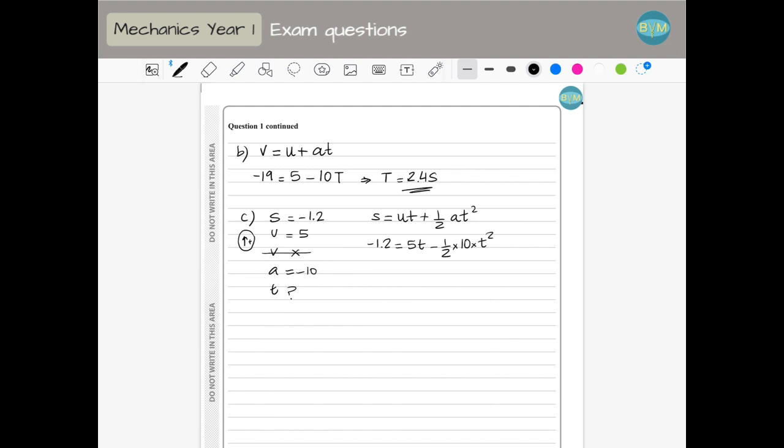And from here, I have a quadratic. I'm going to solve it. I have two values of t. One is positive, one is negative. So I'm going to pick the positive one. And this is 1.2 seconds. Yeah?